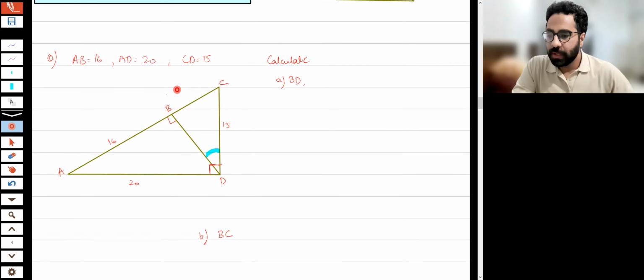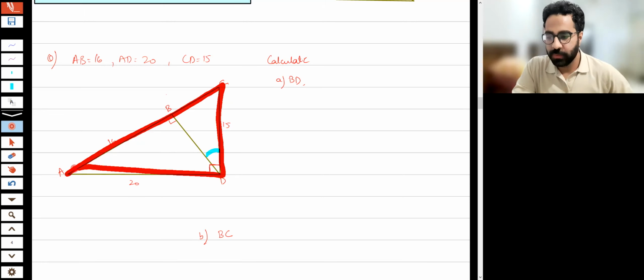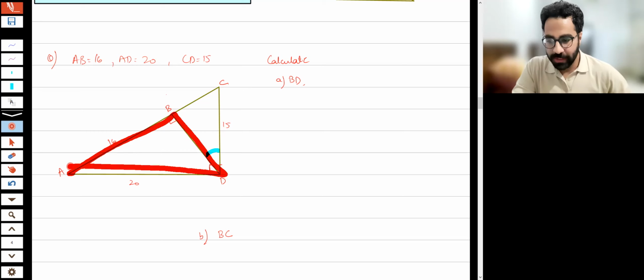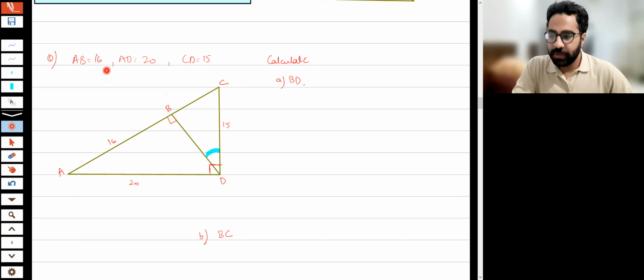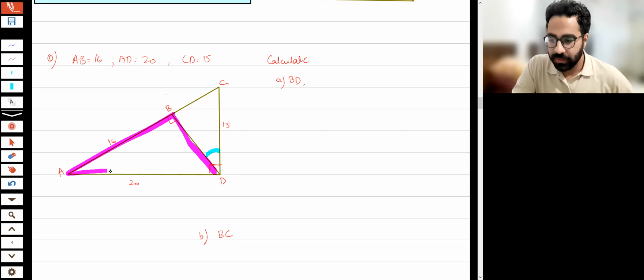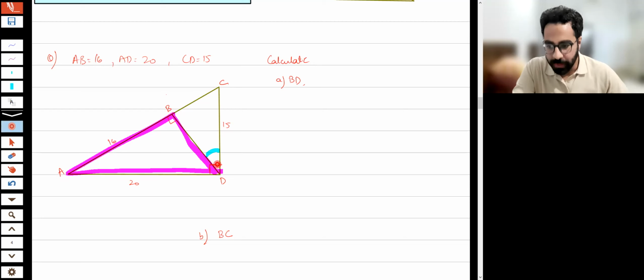Here I have two right angled triangles. One is ADC, and the other one is ABD. I have been given AB as 16, AD as 20, and CD as 15 centimeters. The examiner is asking me to find the value of BD. If I have to find BD, I'll make use of this right angled triangle.